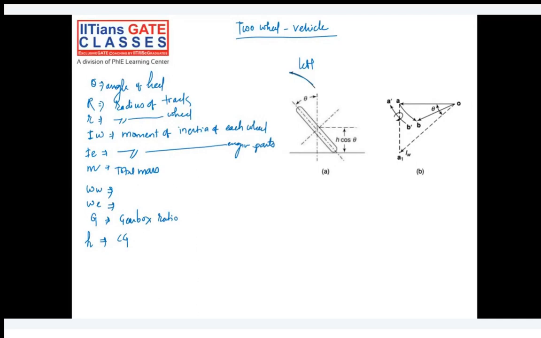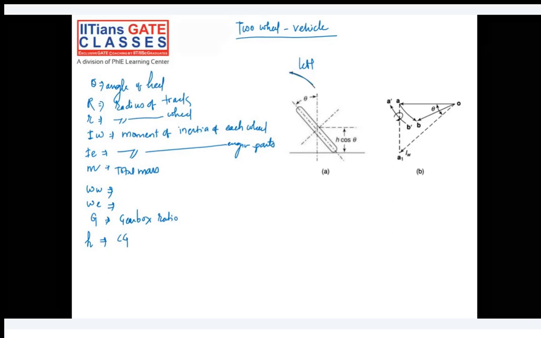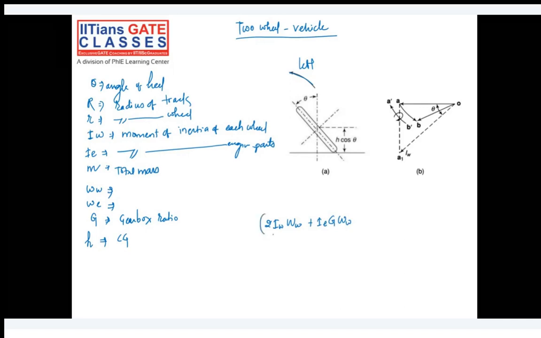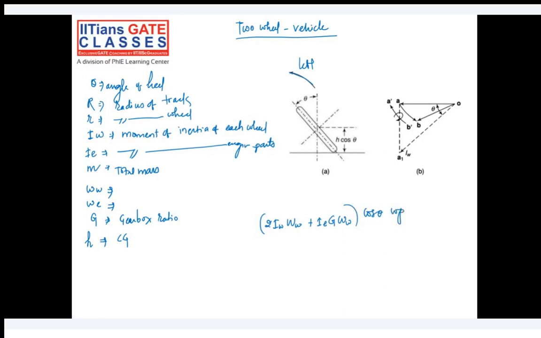So what is the gyroscopic couple in this case? The gyroscopic couple will be, we have two wheels, so 2 times I omega, I of the wheel and omega of the wheel, plus we have one engine, I of the engine, gearbox ratio G times omega of the wheel, because omega of the engine is nothing but the omega of the wheel into the gearbox ratio, into cos of theta, times omega p. Okay, because I omega p is our gyroscopic torque or gyroscopic couple.